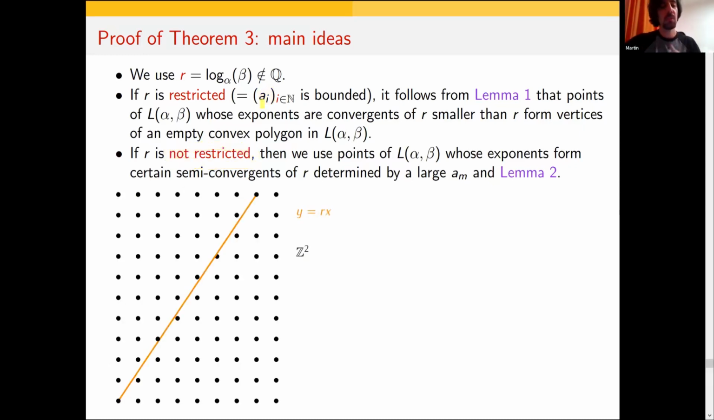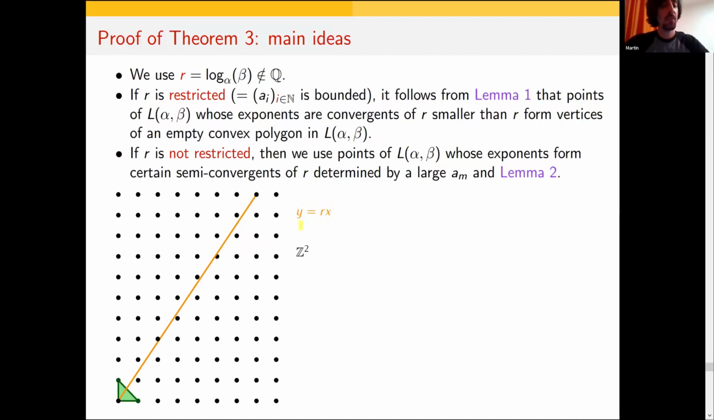So let me very roughly show this on the picture. So assume that we are in the restricted case. So we have this real number r, which is restricted. Let's focus on the classical integer lattice. So this is not the exponential lattice. This is just a standard lattice. And let's have a look at this line y equals rx. Now I will take the convergents, so this p_n over q_n, and I will use them to define points here. So a convergent p_n over q_n will determine a point (p_n, q_n). So p_n will be the first coordinate, and q_n, the denominator, will be the other coordinate.